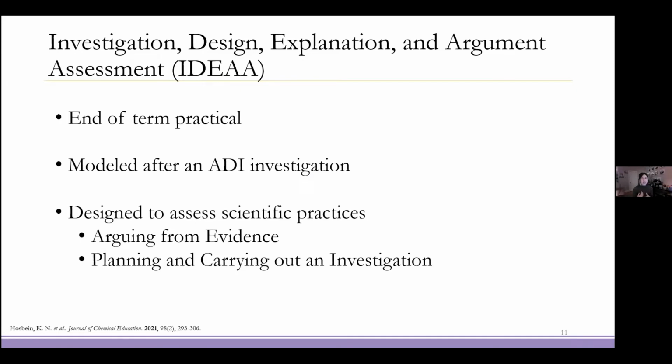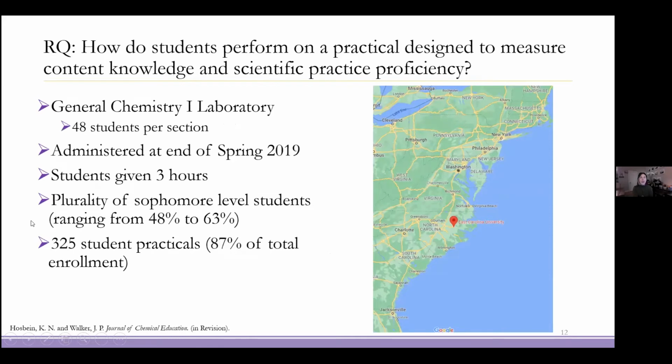And so in this case, the IDEAA for General Chemistry 1 has 2 parts. And the first part focuses on arguing from evidence, and the second part focuses on planning and carrying out an investigation. And so this leads us to our research question, which is, how do students perform on a practical designed to measure content knowledge and scientific practice proficiency?